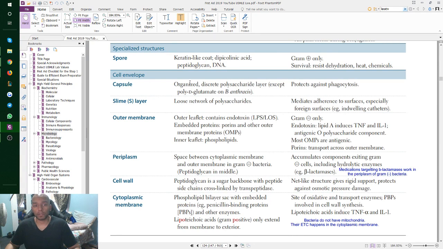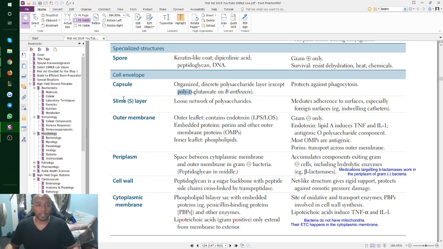Capsule, first things first, right? Organized, discrete polysaccharide layer, except the poly-D-glutamate that you see in Bacillus anthracis. And when we get to Bacillus anthracis, you'll see in the sketchy micro image, there's a very nice button system. One of the guys is wearing a bunch of buttons that are poly-Ds. The buttons all spell out the letter D. And capsules just protect against phagocytosis. So a lot of things, when they lose their capsule, now they can be phagocytosed and gotten rid of.